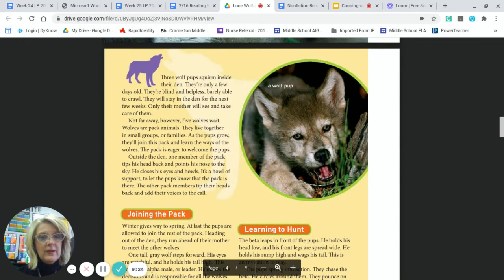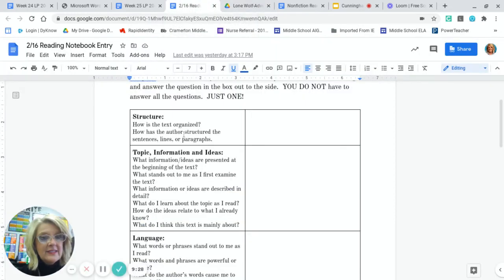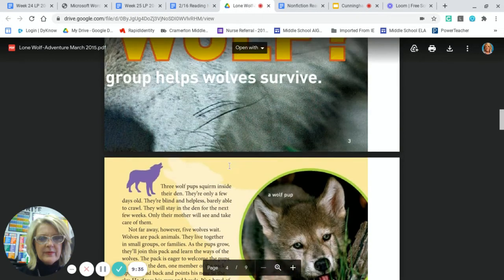So first of all, if we want to look at the structure of it, the questions are, how is this text organized? How has the author structured the sentences, lines, or paragraphs? So let's just take a look at it.